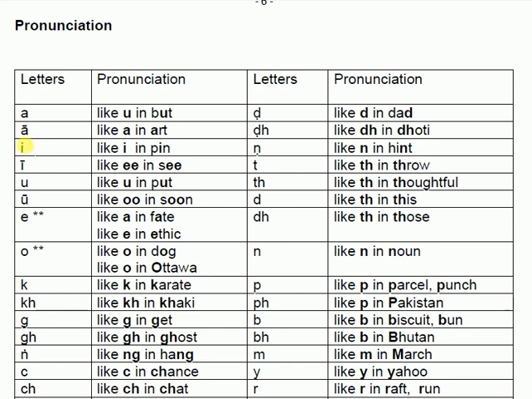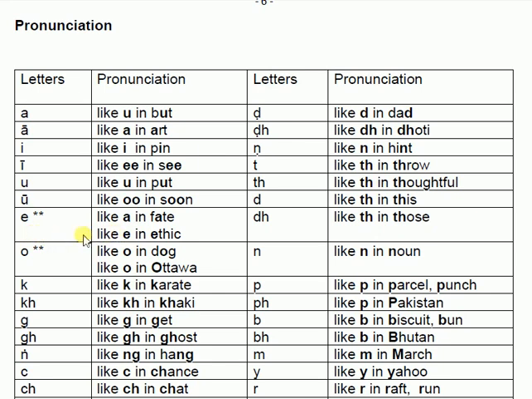Then the letter A with a dash mark on top is pronounced like A in art. Then I is pronounced like I in pin. Then I with a dash mark on top is pronounced like double E in see. This U is pronounced like U in put. And U with a dash mark on top is pronounced like double O in soon.